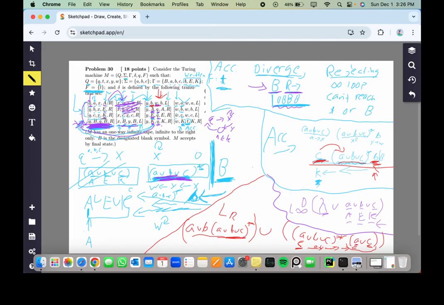Now, the other thing to keep in mind is to handle lambda cases, but we already handled that in Diverge. So it's not like there's a lambda case here. Because if there was no case here to handle a lambda, you'd also count that as a rejection.